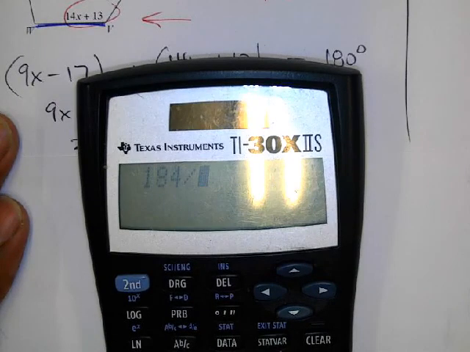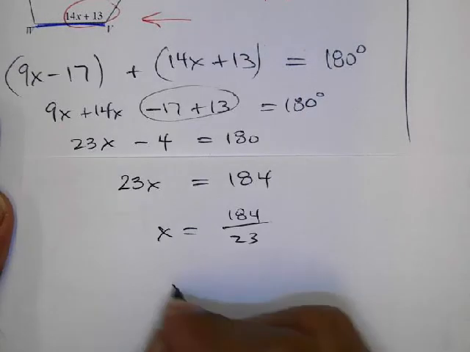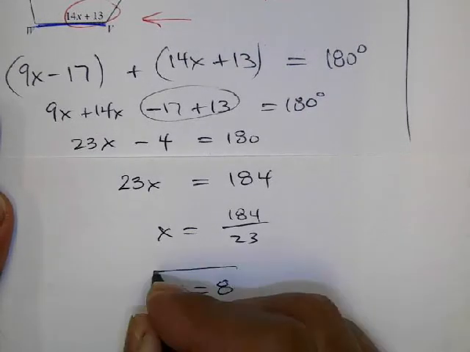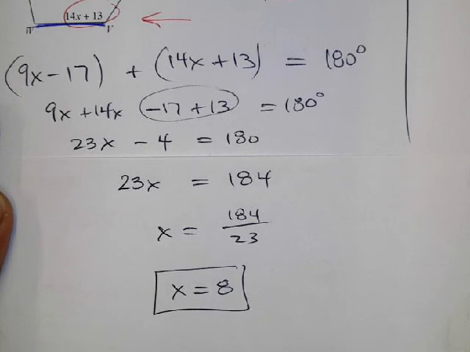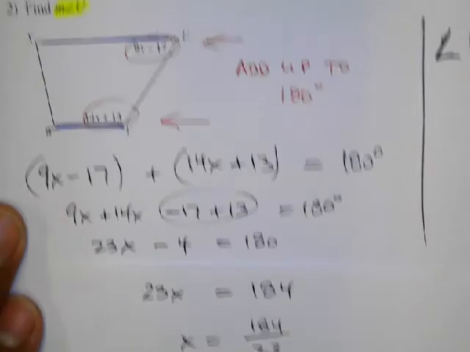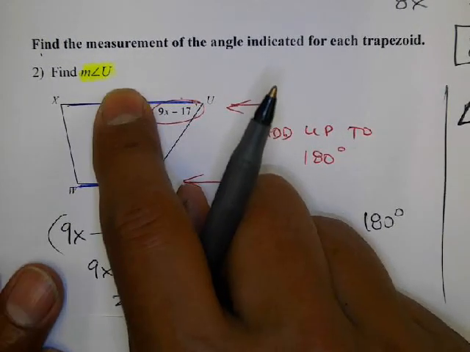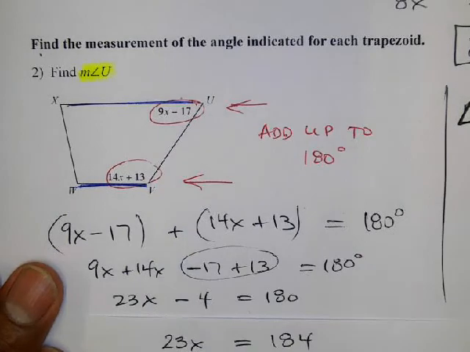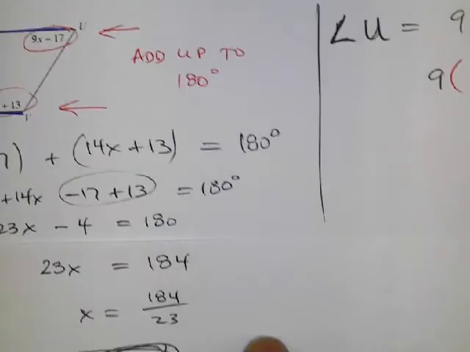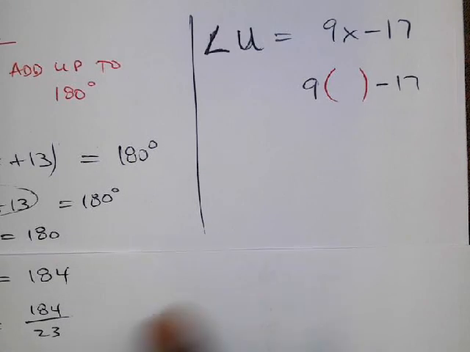Let's see. 184 divided by 23. That's 8. Oh, I got a good answer, 8. X is equal to 8, but that's not the end of this problem. That's not the answer. I shouldn't have even boxed it, just circle it. Go back and see. If it just says solve for x, okay, you're done. But it doesn't. It says find the measure of angle U.